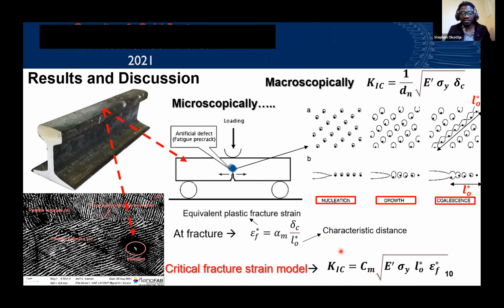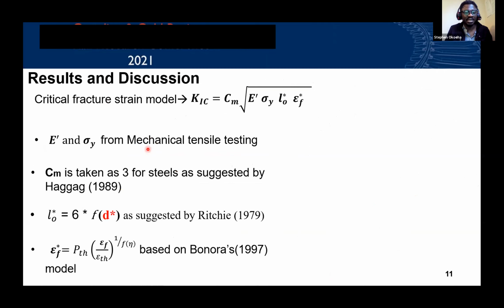So with this, we've gotten it theoretically. We went back and decided to use mechanical testing to estimate modulus and yield strength. Then we searched the literature and found some very interesting values: the CM is taken as 3 for steels. Haggard did that. And for our characteristic distance, we equated it to 6 times the grain diameter. This was suggested by Ritchie. And for the equivalent plastic fracture strain, we got that from the tensile fracture strain and used Bonora's model to get the equivalent plastic fracture strain.